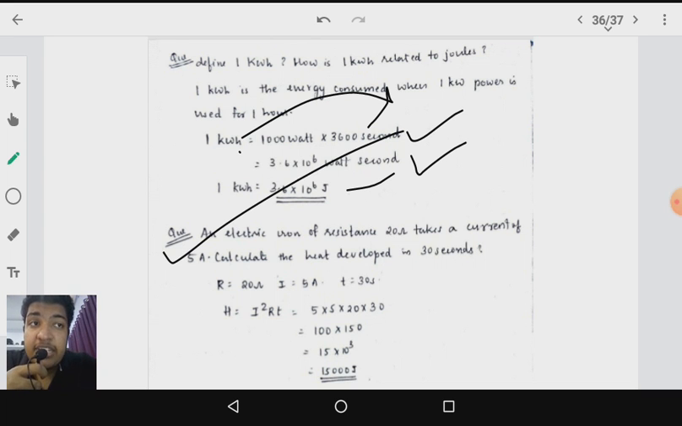An electric iron of resistance 20 ohm takes a current of 5 ampere. Calculate the heat developed in 30 seconds. Here the resistance is equal to 20 ohm, that is mentioned in the question. It takes a current of 5 ampere. We have to find the heat developed in 30 seconds. So everything is given in the question. I is given, R is given, and T is given. We have to find H. The equation connecting H, I, R, and T is H is equal to I square RT. So substituting all the values, we get the answer as 15,000 joule or 15 kilojoule.